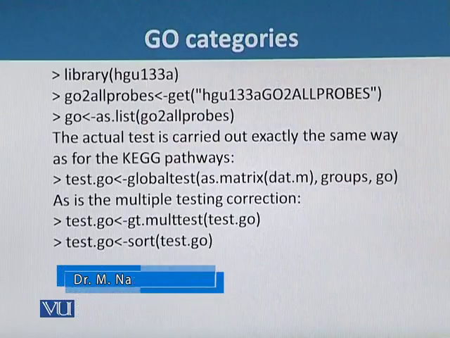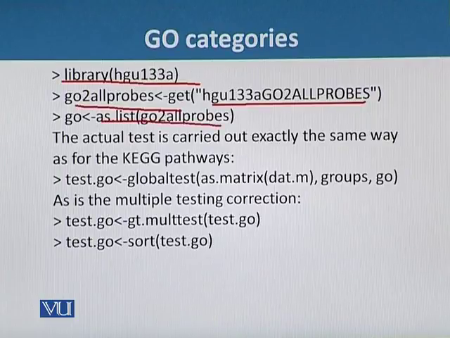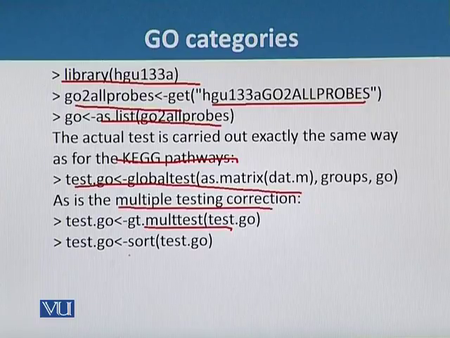So again we have the same library HGU. We use this GO2ALLPROBES, and we have this one probes. Then we have to list it, and the actual test is carried out exactly the same way as we have done for KEGG pathways. And again the procedure is the same, and the commands are almost the same that we have used for the KEGG pathway.